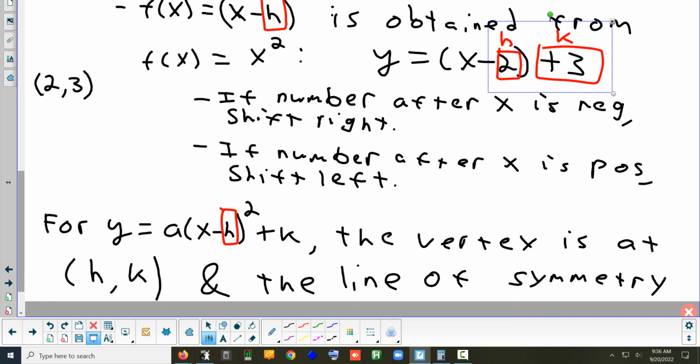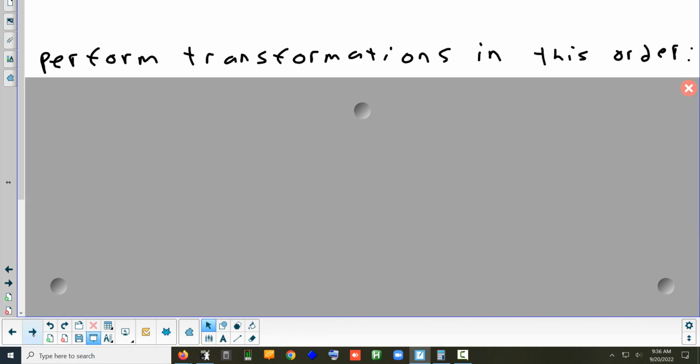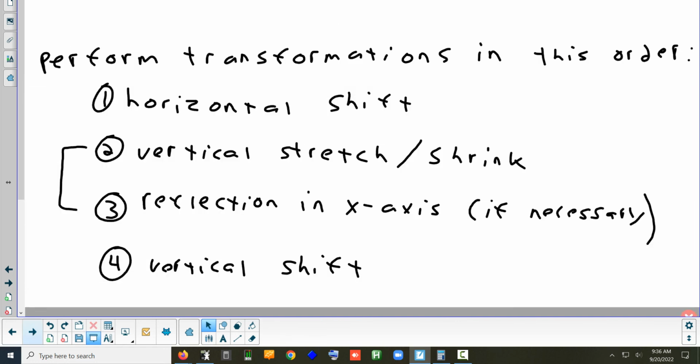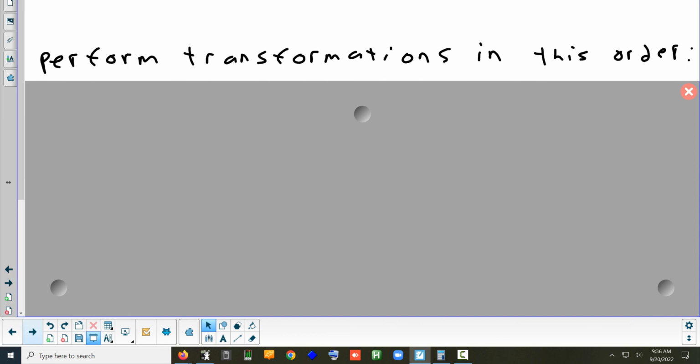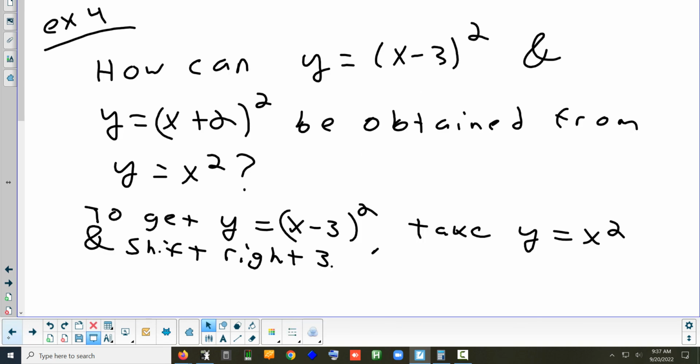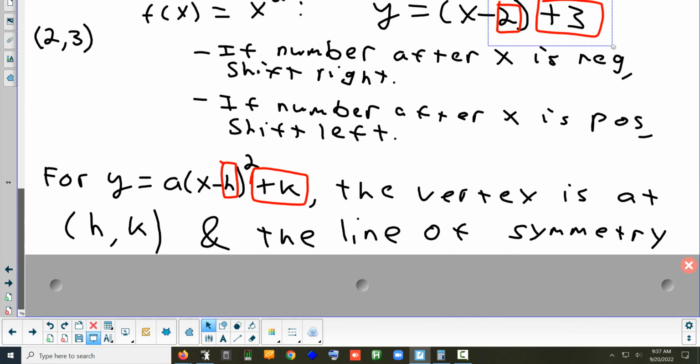Yes? In terms of horizontal and vertical shifts, when you're explaining it, would you do horizontal before you explain the vertical shift just because you're reading left to right? I'm going to tell you that in a minute. I have a page that says perform transformations in the following order, and I'll tell you which way you're supposed to go. So I'll hold off on that for 1 second.